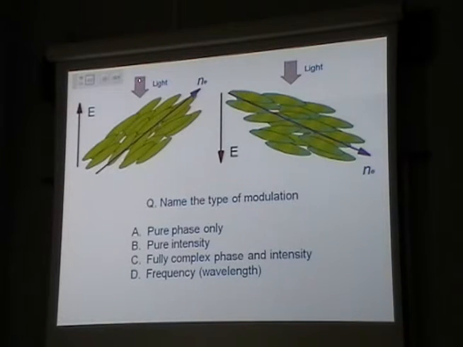Here's my light coming from above through the molecular structure. Here's a really sticky question for you. Name that modulation. Is that an example of pure phase-only modulation? Is it purely intensity modulation? Is it fully complex phase and intensity modulation? Or is it frequency or wavelength modulation? What do you reckon?